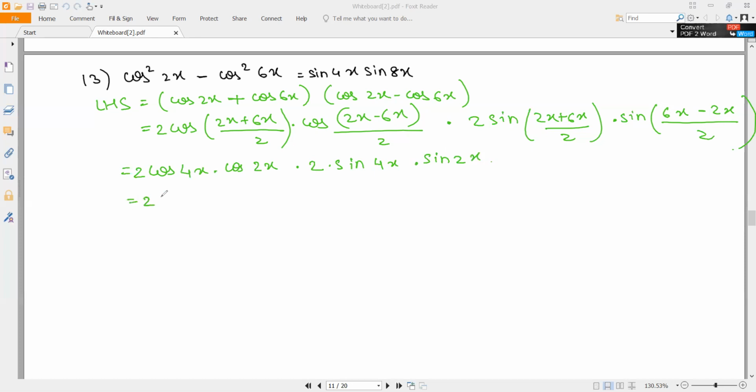Again, it can be written as 2 times cos 4x into sine 4x, into 2 times cos 2x into sine 2x, which will give you sine 4x into sine 4 into 2, which is 8, sine 8x into sine 4x. RHS. Next.